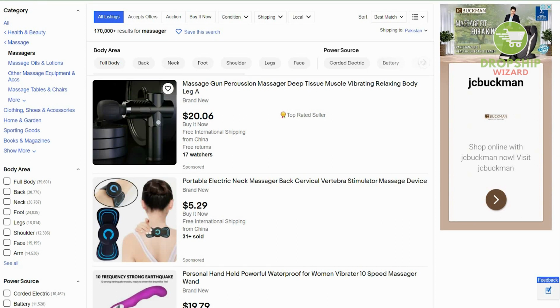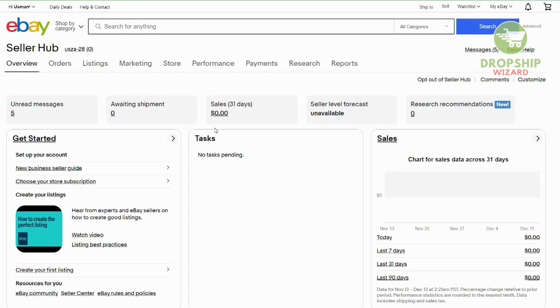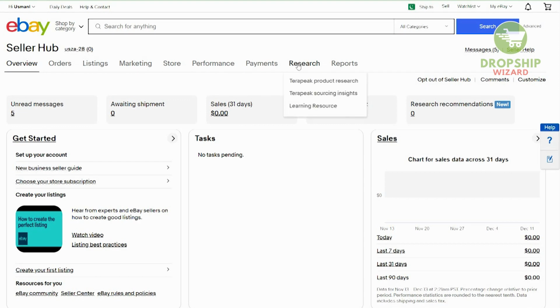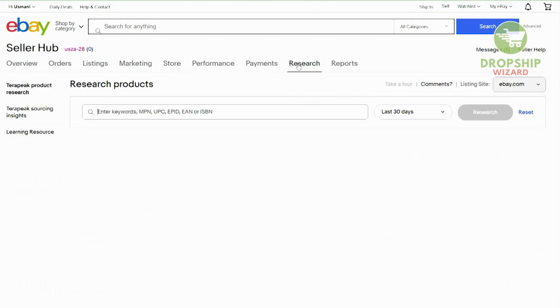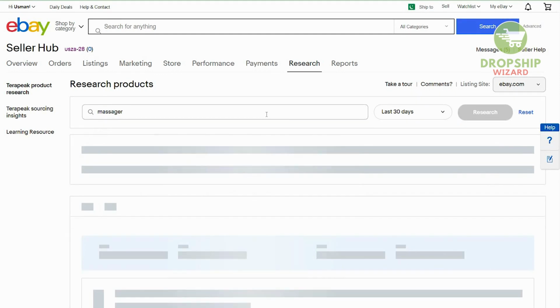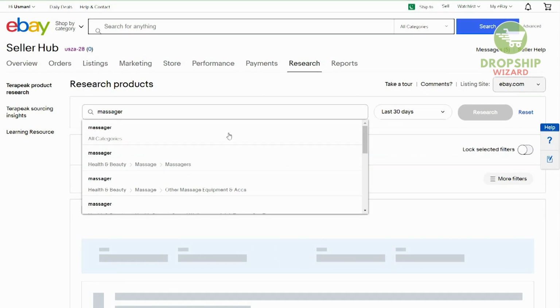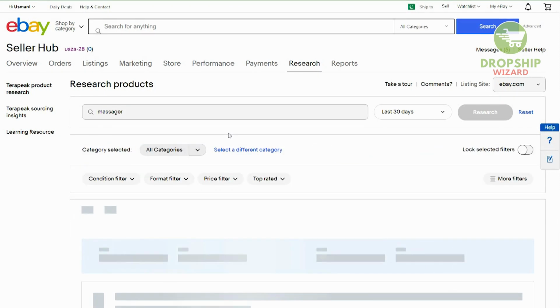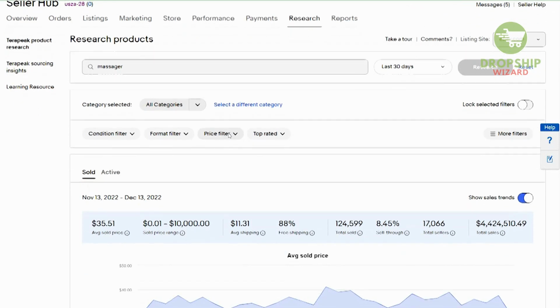Now what we need to do is research, so we come over to our Seller Hub. On our Seller Hub, you're going to have a lot of elements. We're going to click on Research, and as we do, we'll get a deep understanding of the product, how much it's being sold, and who is selling it. So we're going to search for massagers here, and you'll be able to see all the different products that people are selling. This gives us more detailed information about this particular product.